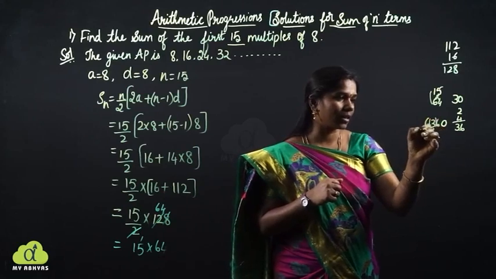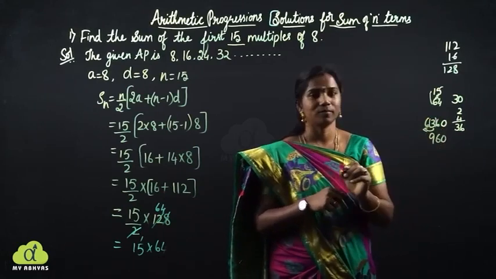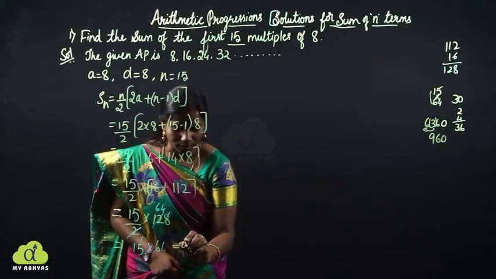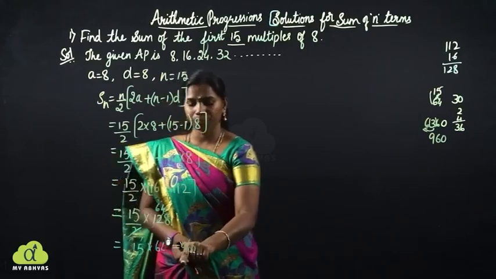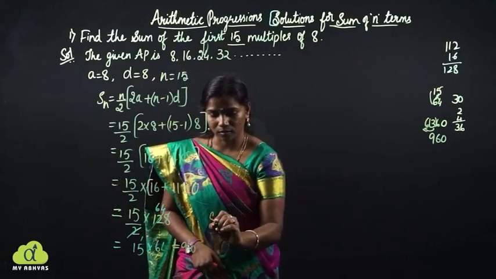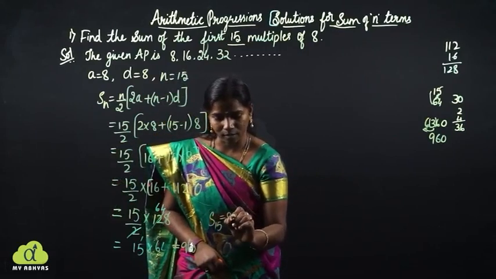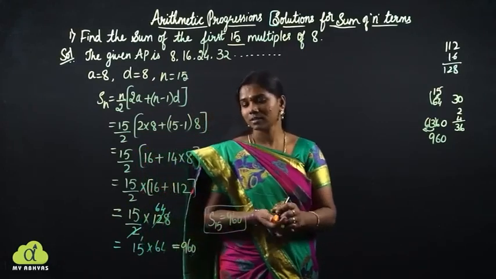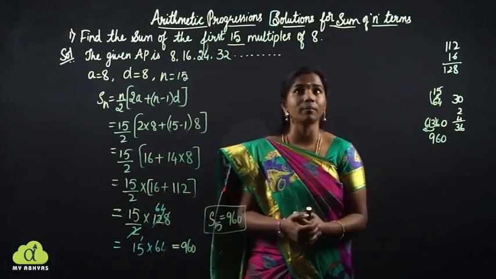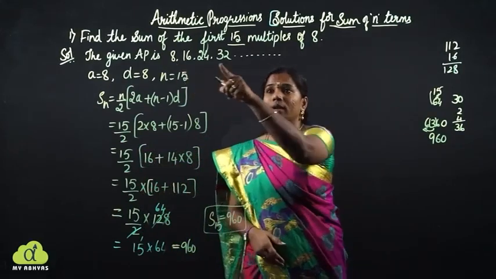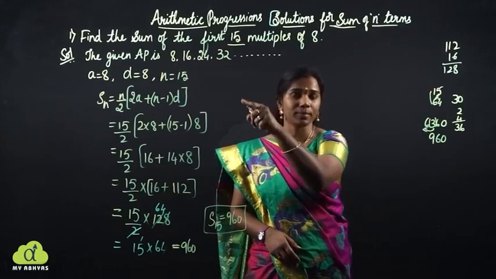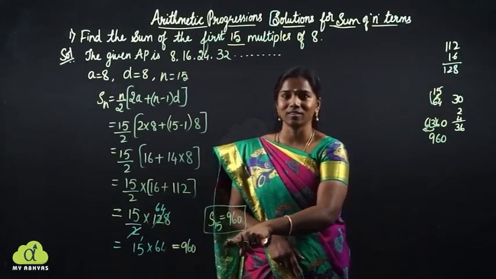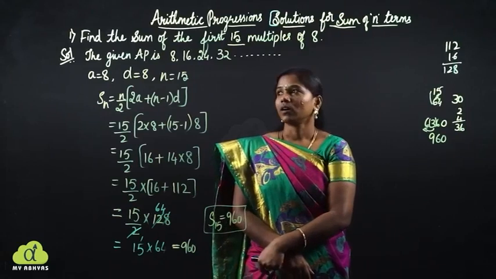Now push this 3 this side. It becomes 960. Fine. You can cross check with the ordinary method also. It is 960. So what is this value? This is S15. S15 is nothing but 960. That means what? It is the sum of the first 15 multiples of 8. If you just go on writing and extending this pattern, these multiples of 8 till 15 numbers, and then if you add, the answer will be 960. So very simple, right? Hope you have understood.